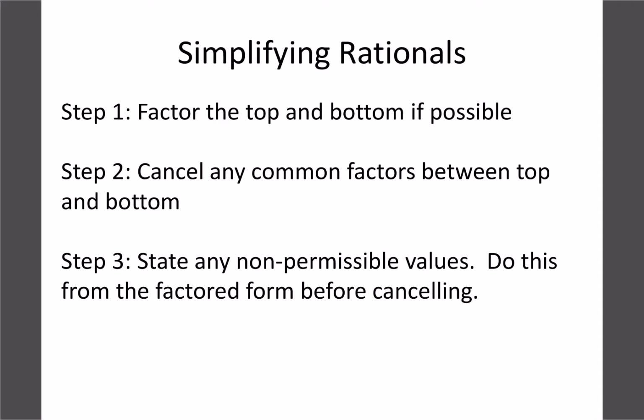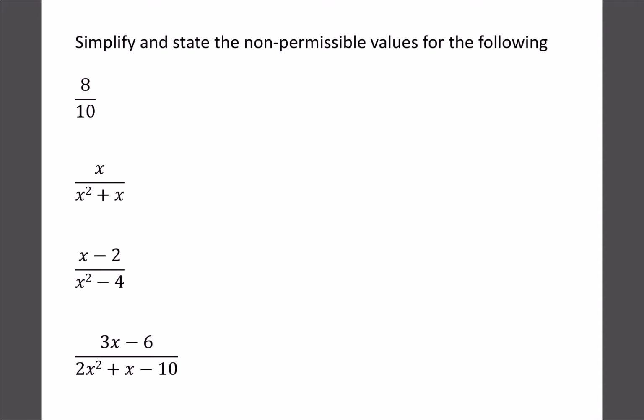So if we look at a few examples here. The first one is just a regular fraction, 8/10. What you want to do is think of that fraction. We can divide them both by 2. So we could think of it as being 2 times 4 on the top and 2 times 5 on the bottom.